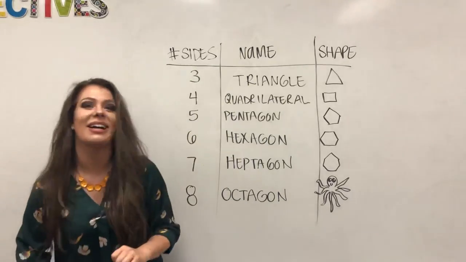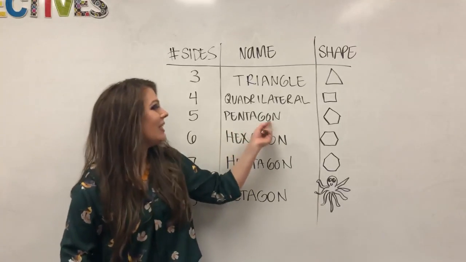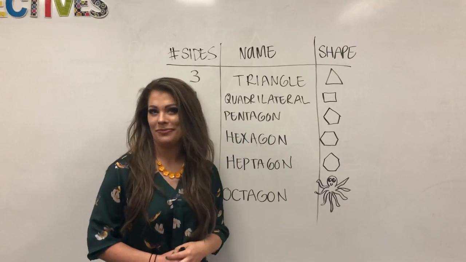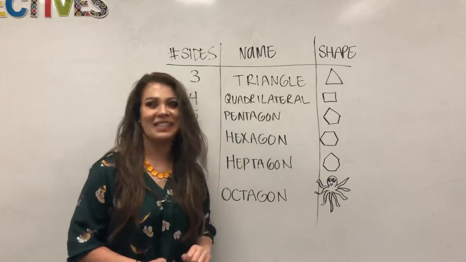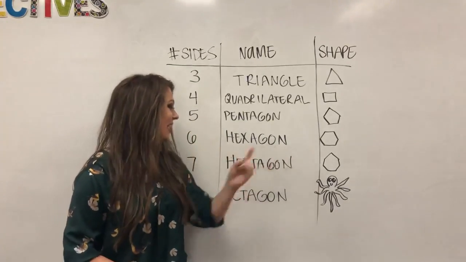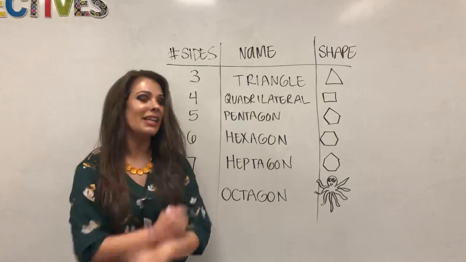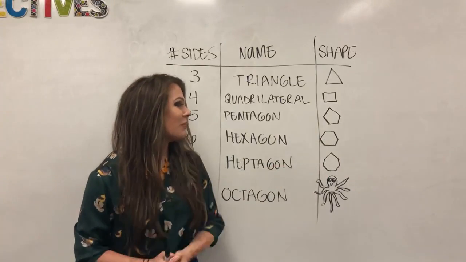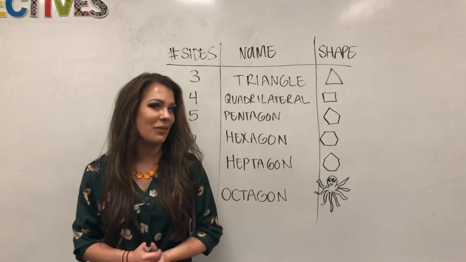How about a pentagon? Pentagon kind of looks like a little house. Our pentagon has 5 sides. Our 6-sided shape is called a hexagon. X like 6, hexagon. Looks a little something like that. Have you seen that shape anywhere?